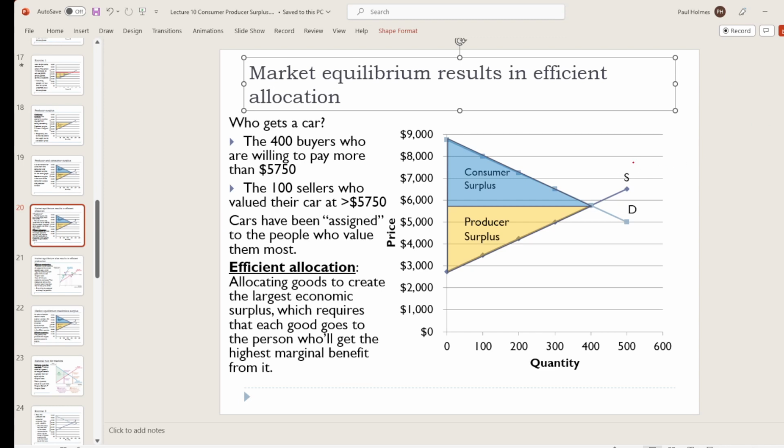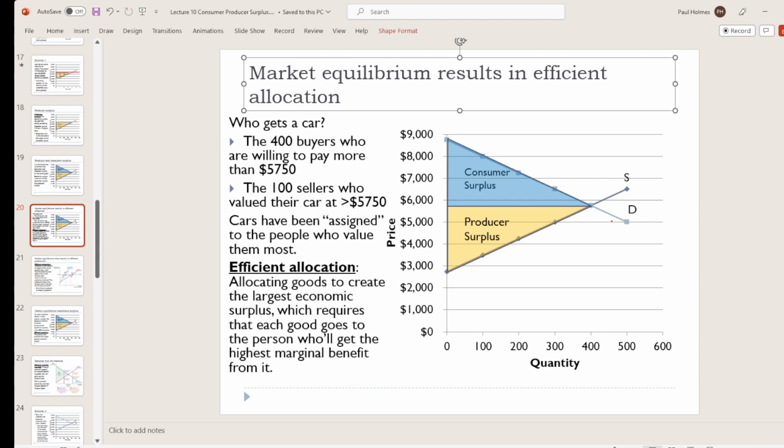One argument that we can make is that these cars have ended up in the hands of the people who value them the most. The ones that could be transferred to someone else and generate economic surplus have been transferred. The ones that wouldn't benefit us collectively to transfer have not been transferred. So in order to see this, let's look at who started off with the cars, how much they valued them, and look at where the cars end up and how much those people value them.